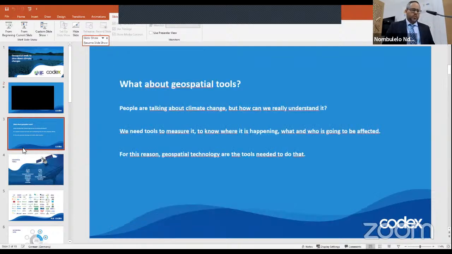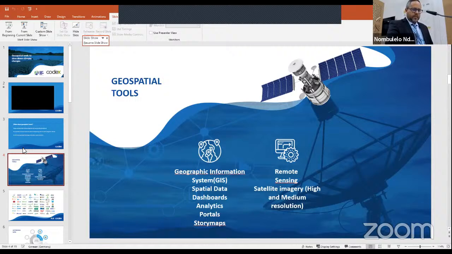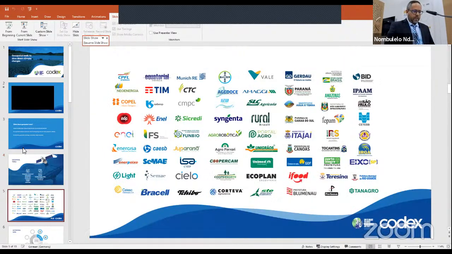So what about geospatial tools? People are talking about climate change, but how can you really understand it? We need tools to measure it, to know where it's happening, what and who is going to be affected. For this reason, geospatial technologies are the tools we need to do that. The two geospatial fields we're going to explore today are remote sensing through the use of satellite imagery and geographic information systems. These are some of the clients that we have in Brazil where we've deployed solutions using these geospatial technologies. I'm going to pinpoint some of these projects that show the capabilities of these technologies.